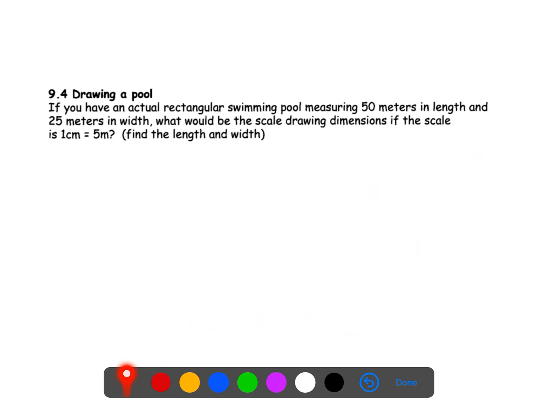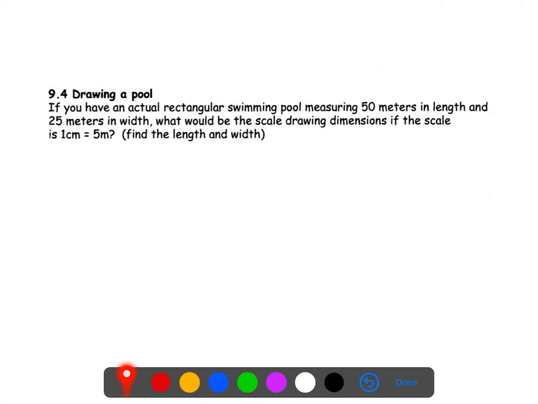Now, for the next activity, drawing a pool, it says if you have an actual rectangular swimming pool measuring 50 meters in length and 25 meters in width, what would be the scale drawing dimensions if the scale is 1 centimeter equals 5 meters? So we have the actual pool length and the actual pool width, and then we're given a scale. I like to draw a representation of this when there is no picture. I think it just helps organize your information better.